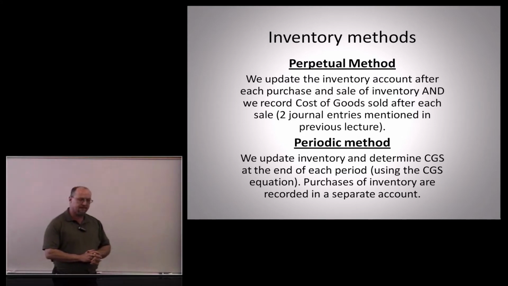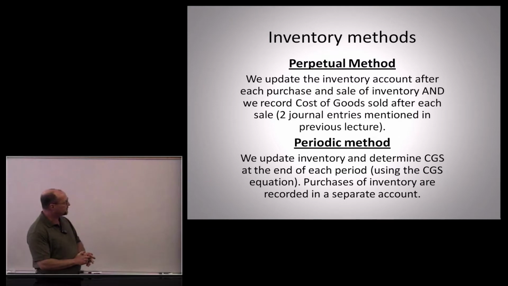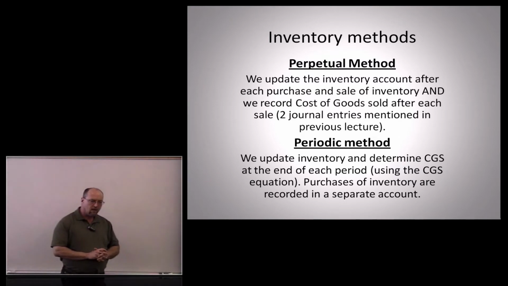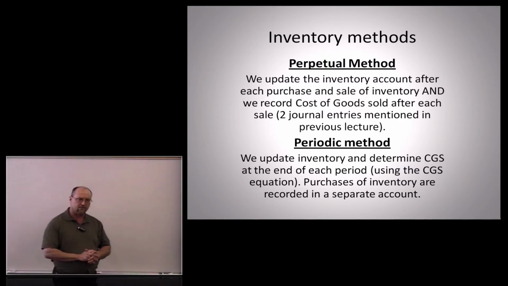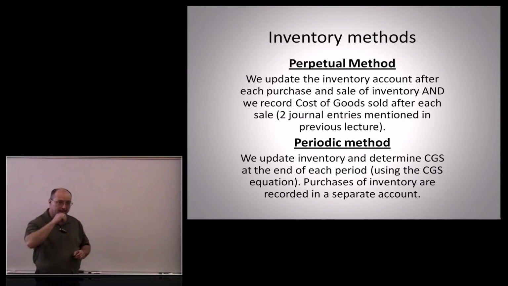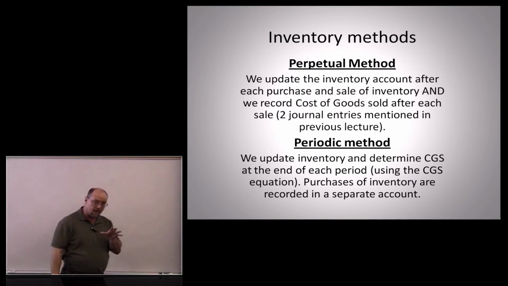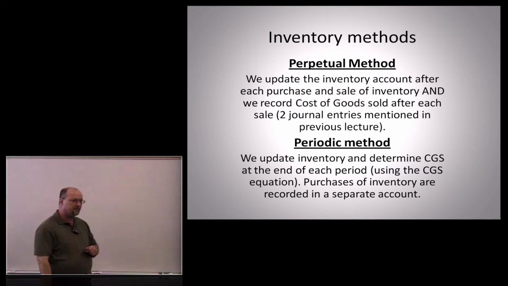All right, first, there are two primary ways in which businesses can account for inventory: the perpetual method and the periodic method. Now let's take a quick look at the definitions here. In our previous lecture, we had actually looked at the journal entries for inventory under a perpetual method. That's the method that we're focusing on in our class here. And the journal entries that we talked about in the previous lecture is sufficient from your standpoint.